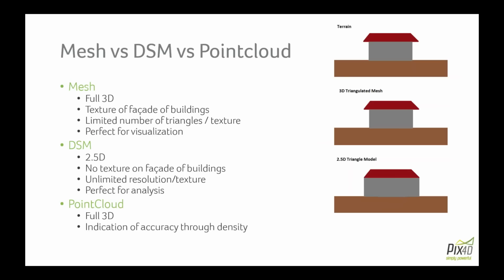The DSM is not very good to visualize because usually it doesn't look that good. You don't see the facade of the building. When you have the 2.5D DSM, you don't really see the facade of the building. You only see the top. So it doesn't look as good, but to perform computation such as slope analysis or contour lines, it's much more efficient and also more precise.